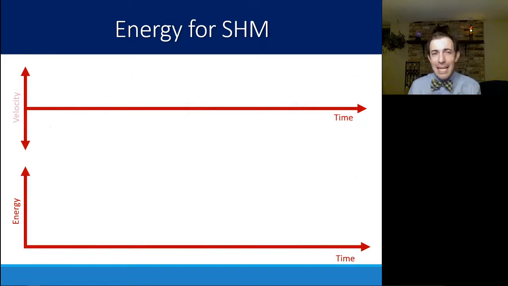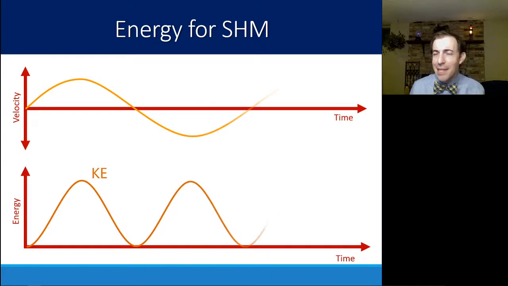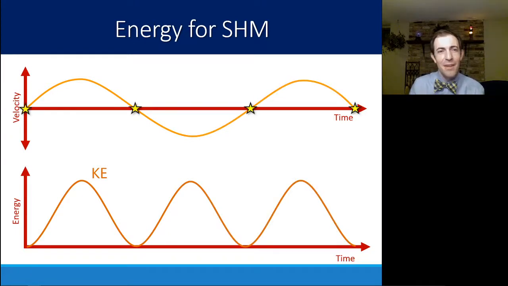If I look at the same scenario in terms of a velocity graph and a kinetic energy graph, I can see a plot that looks something like this. And the relationship is very similar here as well: when the velocity is 0, I have no kinetic energy. So that looks like that.